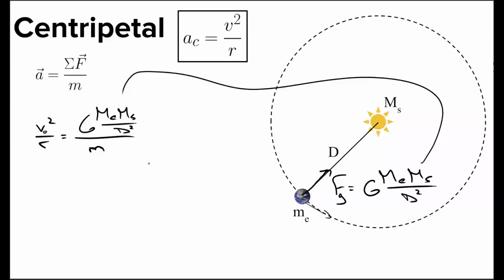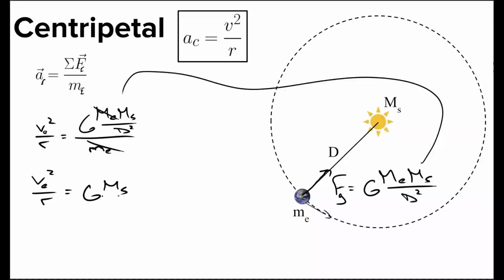Earth's the one that's going to have the speed. Well, if this is the velocity of the Earth, then this is the acceleration of the Earth. This needs to be the force on the Earth, and that needs to be the mass of the Earth. So this needs to be mass of Earth. That means mass of Earth cancels, and the speed of Earth does not depend. It's kind of counterintuitive. Does not depend on the mass of the Earth.